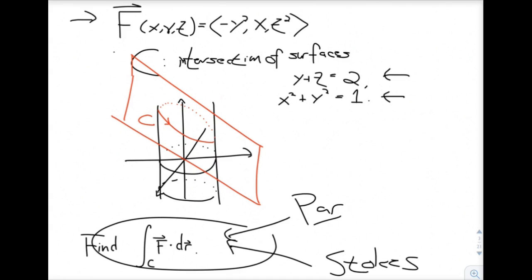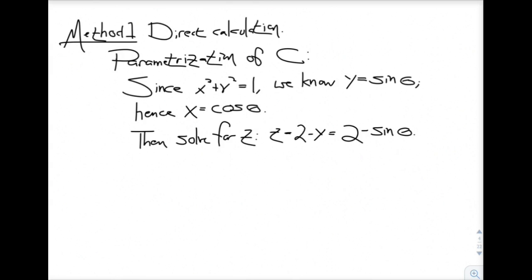We're going to do both of them for two reasons. One, so we can get some more practice, and two, so that we can actually check our answer. So let's go ahead and first do the first method, which is the method of parametrizing the curve C and calculating this integral directly. So here's method 1, direct calculation.